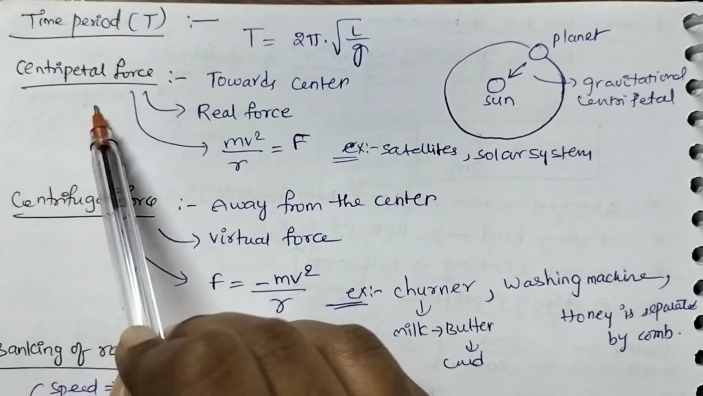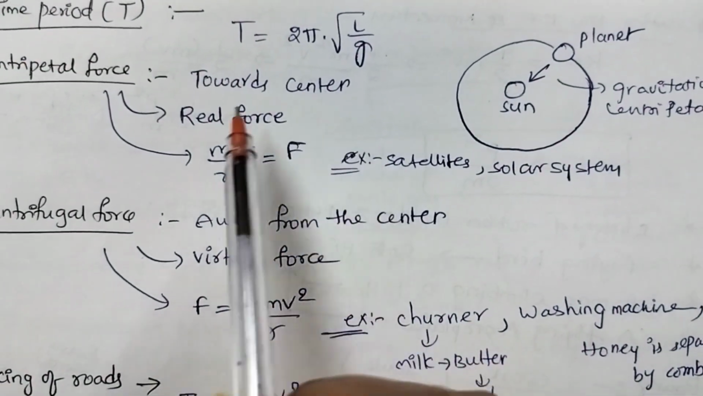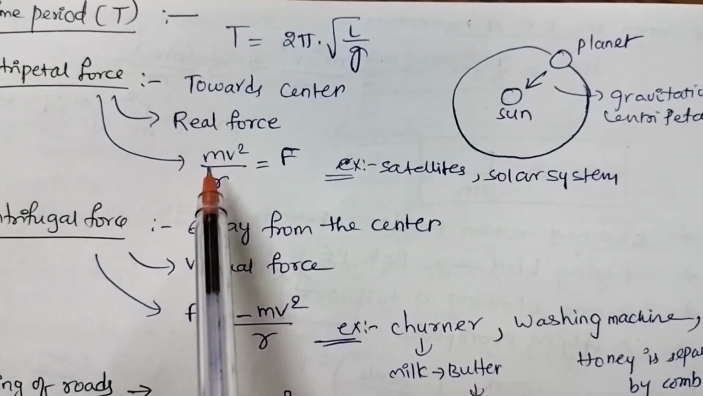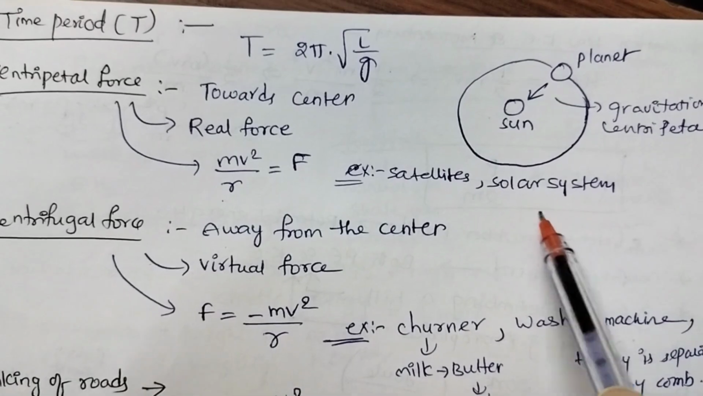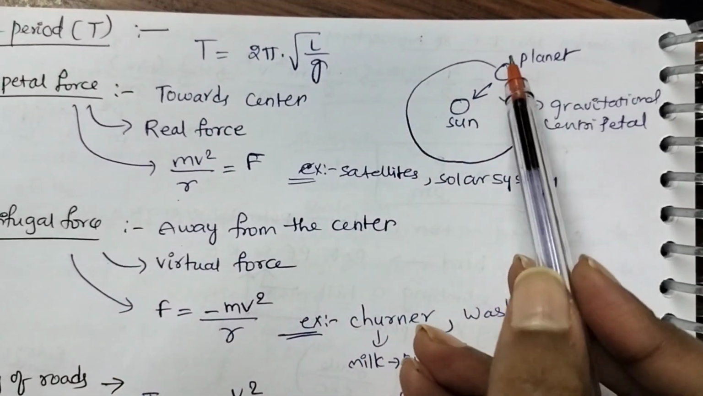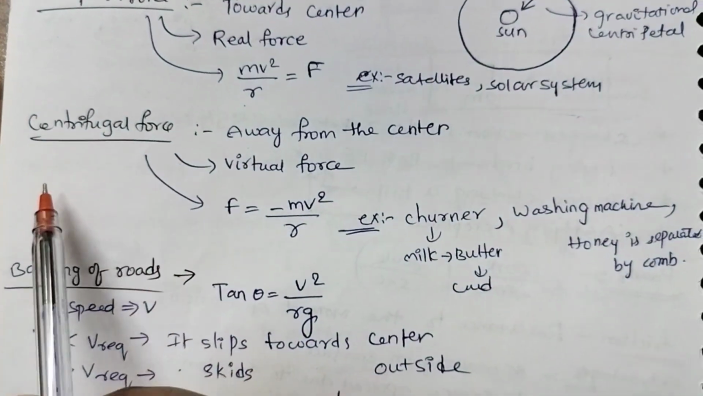What is centripetal force? Centripetal force always acts towards the center. It is the real force. Force is equal to mv square by r. The centripetal force applications are satellites and the solar system. All are properly functioning because of the gravitational centripetal force.